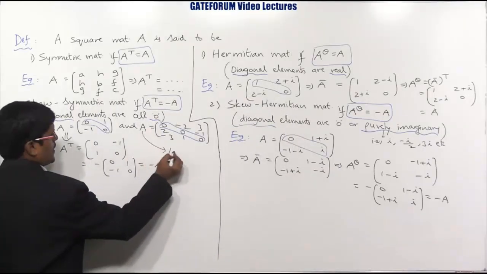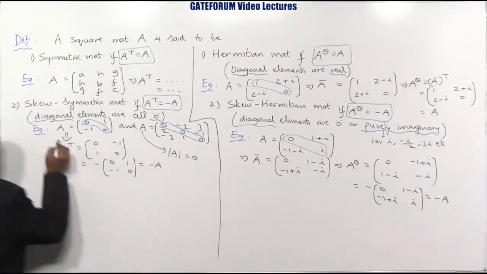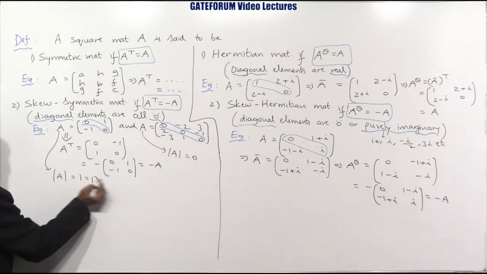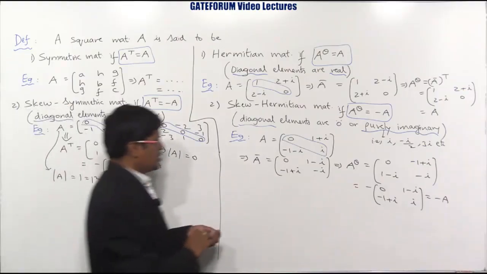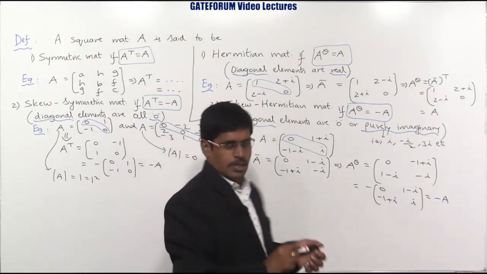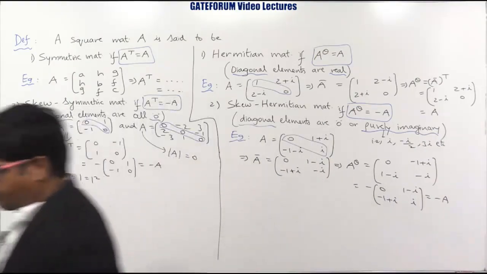So you can find here det A is 0. In this case, det A value is 1. 1 can be written as 1 square. This is purely imaginary or 0. Okay. So remaining definitions we'll discuss tomorrow.